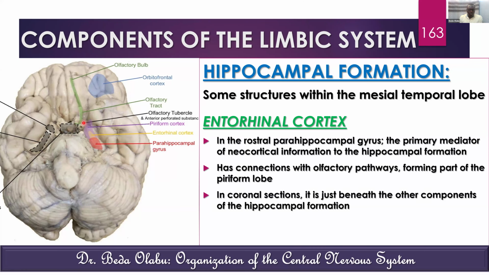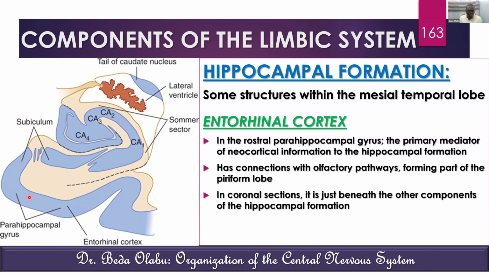In coronal section, the entorhinal cortex is just beneath the other components of the hippocampal formation, as I mentioned earlier. So this is a left coronal section through the temporal lobe for us to see the components of hippocampal formation. We can see entorhinal cortex there, lower than the other components of the formation.